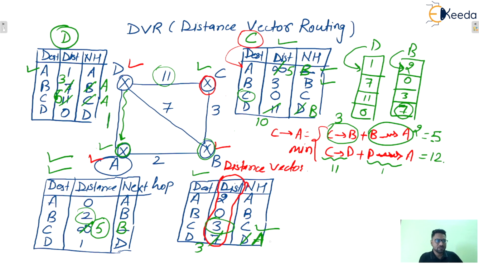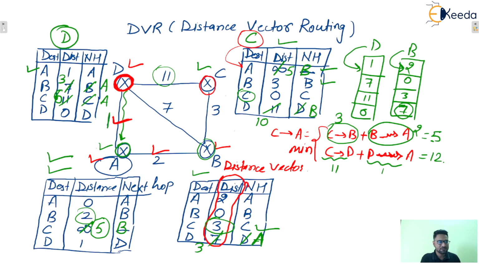Okay, so in this we can say that yes, this is kind of all pair shortest path. From the distance vector of D, the shortest distance to A is what? This one, 1. So this link will be used. D to B, the shortest distance is via A. So this link will be used.